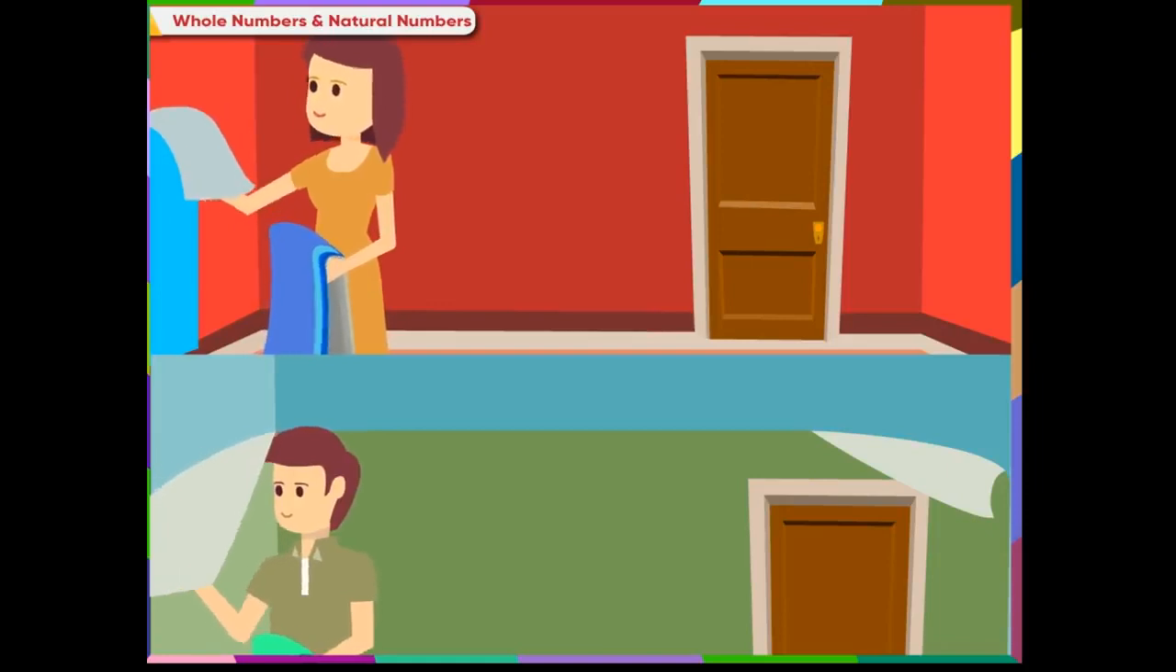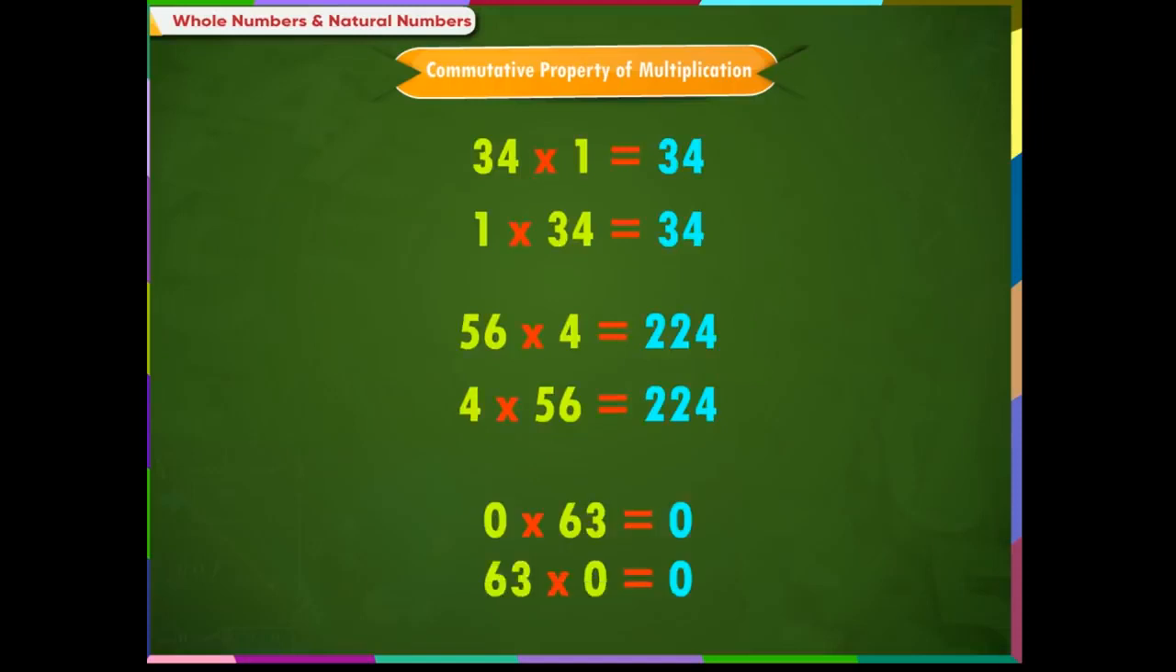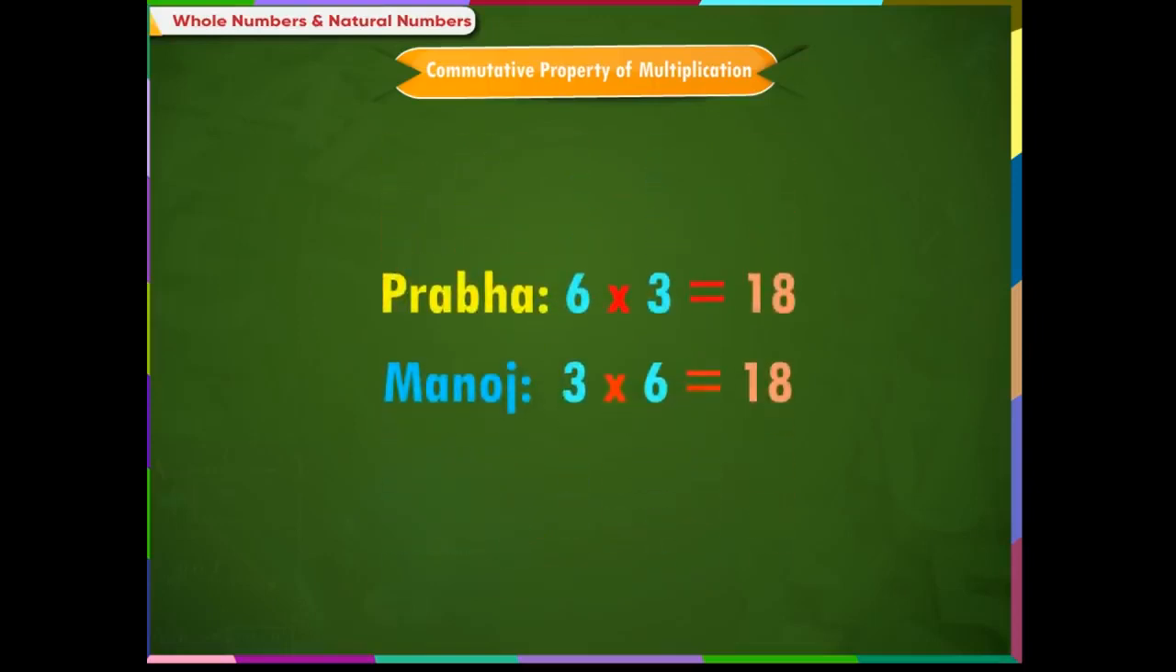Let us look at some examples of multiplication. Observe that the product of two whole numbers is the same irrespective of the order of the factors. This property is called the commutative property of multiplication. Thus, Prabha and Manoj both have put the same number of wallpaper pieces.